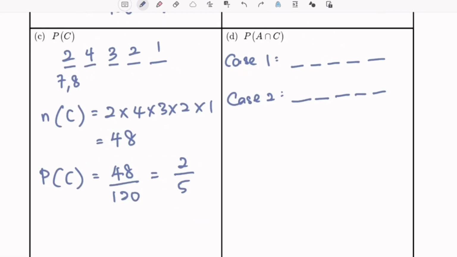Question D. Probability A intersect C. You have 2 cases. Case 1, the first digit is 7. Case 2, the first digit is 8. Okay, because you want it to be more than 60,000. So the first digit must be greater than 6.